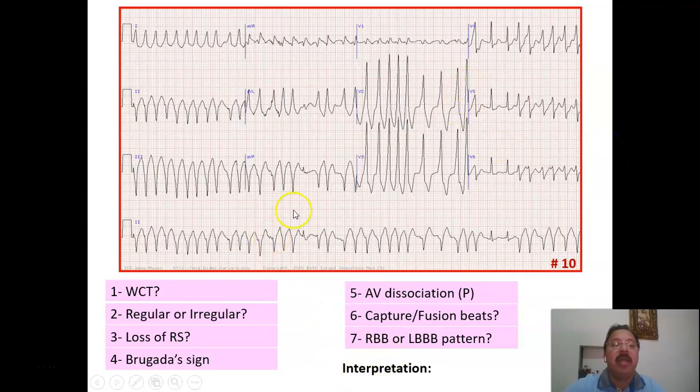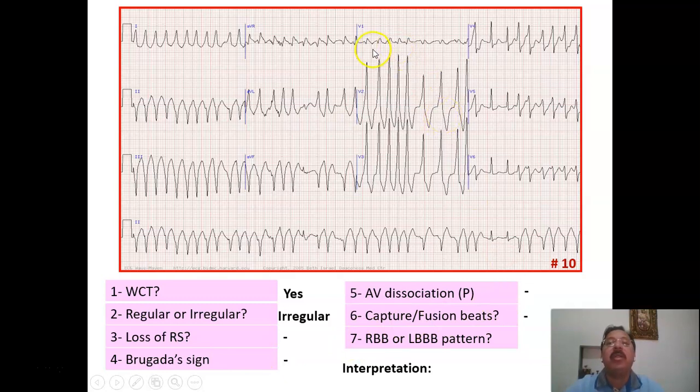Look at this one again. This is a wide complex tachycardia. Yes. This is irregular, so we are not going to apply the Brugada algorithm. So loss of RS and Brugada signs, we will omit these steps: AV dissociation, capture and fusion beats.